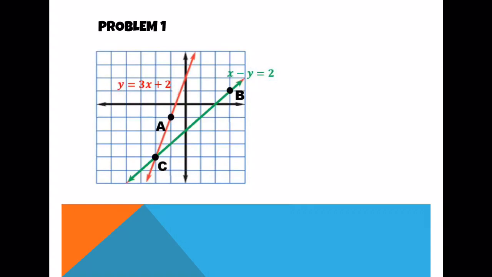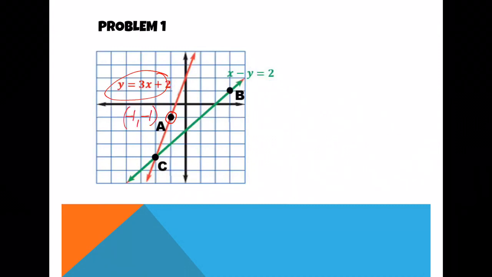So here we have two equations already graphed for us: y equals 3x plus 2 and x minus y equals 2. Each of these lines has infinitely many solutions that are solutions to its corresponding equation. For example, y equals 3x plus 2 has this solution, this point A, which looks like it's -1, -1.